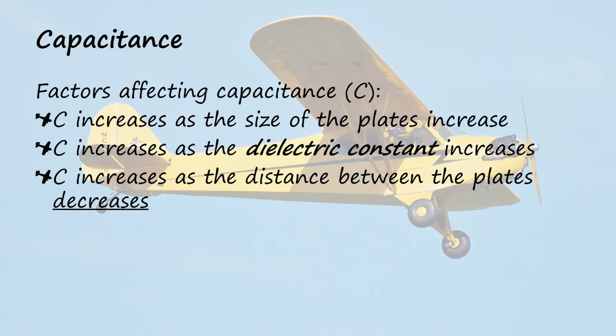There are three factors affecting capacitance. The capacitance increases as the size of the conducting plates increase. The capacitance increases as the dielectric constant increases. And the capacitance increases as the distance between the plates decreases.